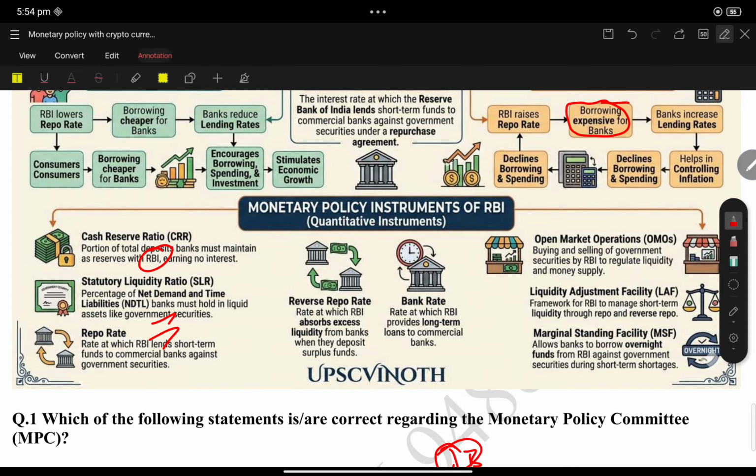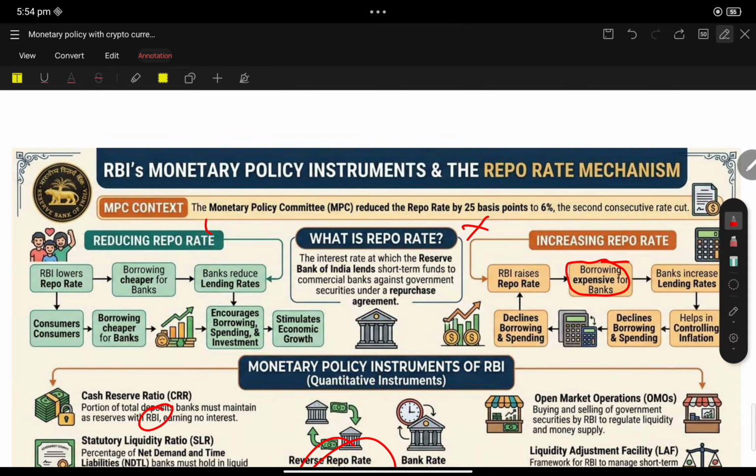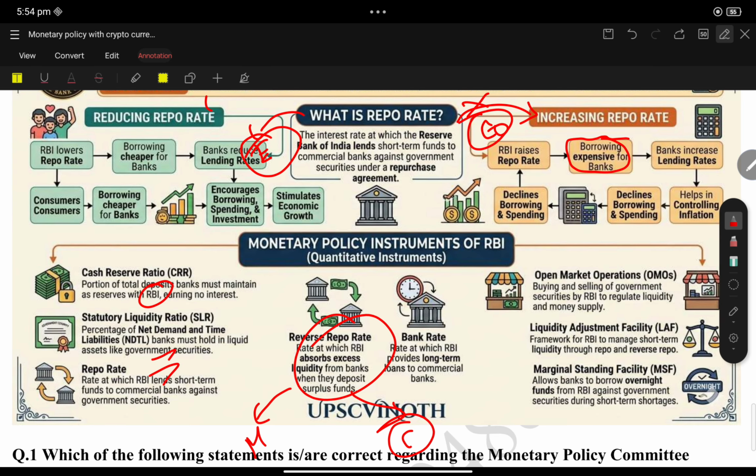So is reverse repo rate an expansionary or a contractionary monetary policy? It is contractionary monetary policy. See here, when reducing the repo rate, it is expansionary monetary policy. When increasing the repo rate, it is contractionary monetary policy. See, the UPSC will ask such questions. What is bank rate?